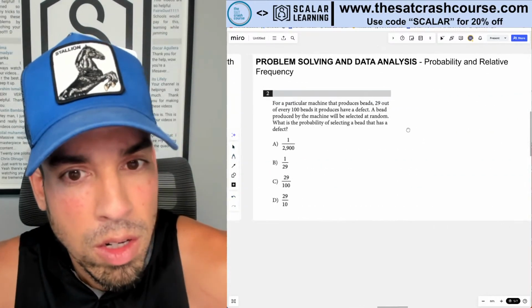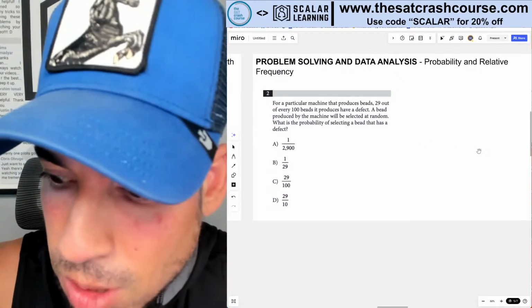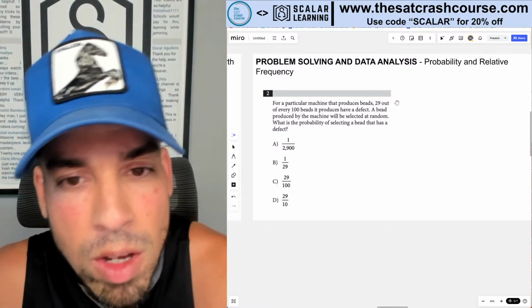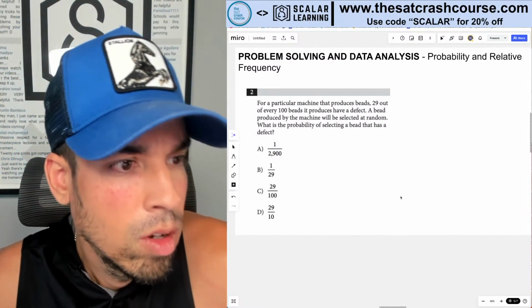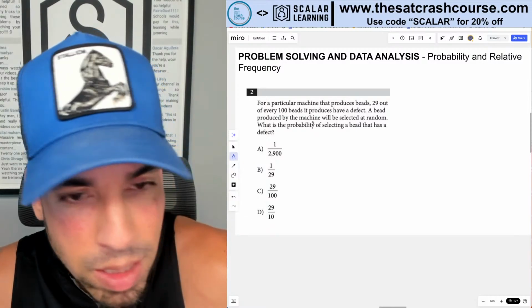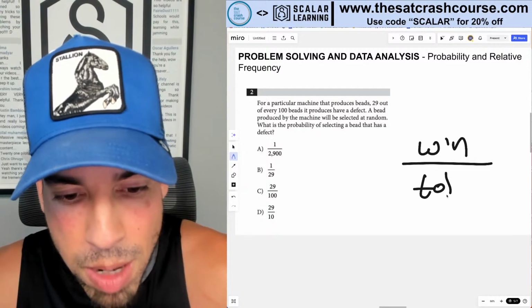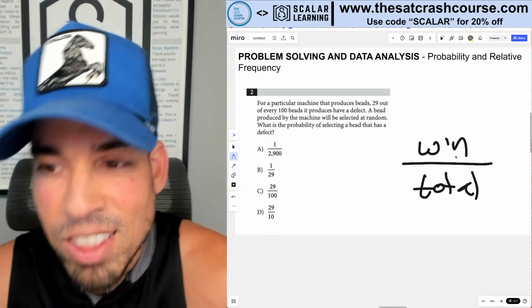Done. Next, we're into probability and relative frequency. Let me know if you guys can't read any of this. I'm trying to keep it as zoomed in as possible while still showing the title here. Okay, so now we're into probability. Probability is the number of ways to win over the total number of possibilities in general.